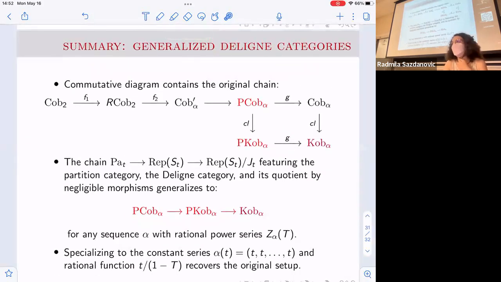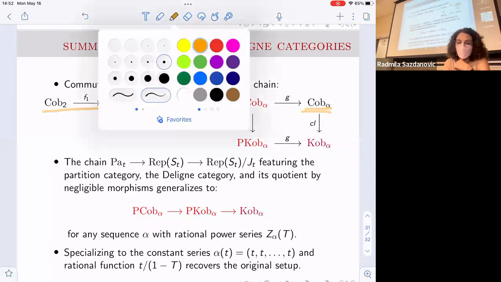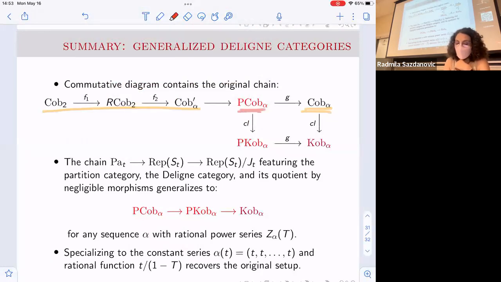So here's my summary. The commutative diagram that I've promised in the beginning now looks like this. Again, the things that come from the cobordisms, this is what we started with, various linearizations, evaluations of the cobordism category. And then we enriched it with these categories, p cob alpha and p cob alpha k here.